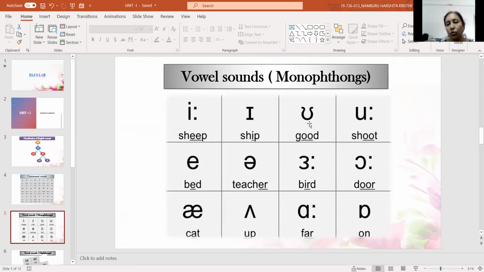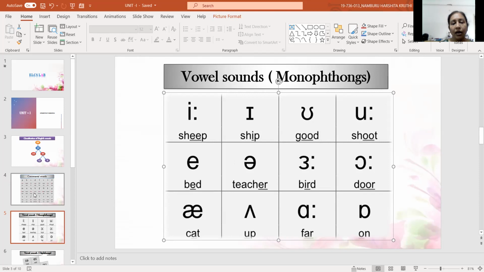Double O is given the short oo sound in good, whereas it gives a longer oo sound in shoot, right? You can see the difference between the double O sound in good and the double O sound in shoot. So it is the same combination but different sounds. This is where we understand that English is a non-phonetic language, right? Also here we have bed.